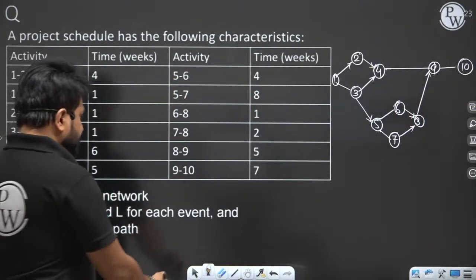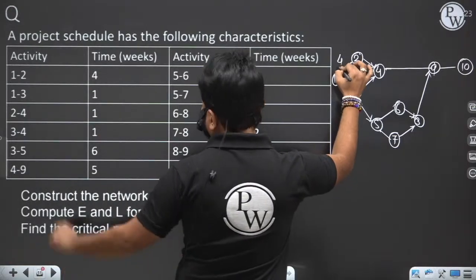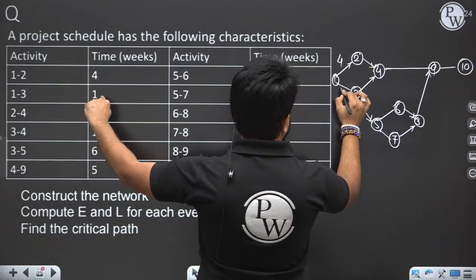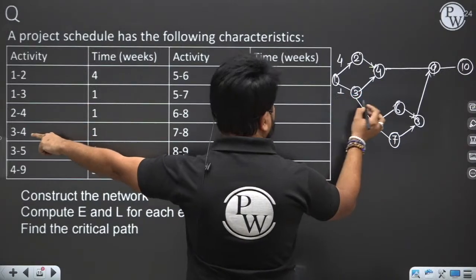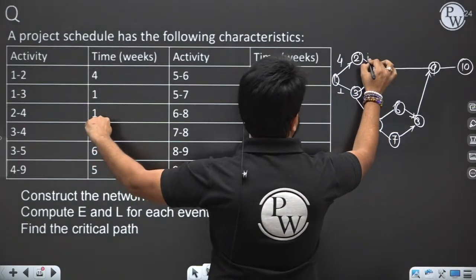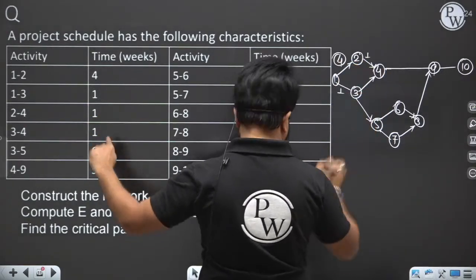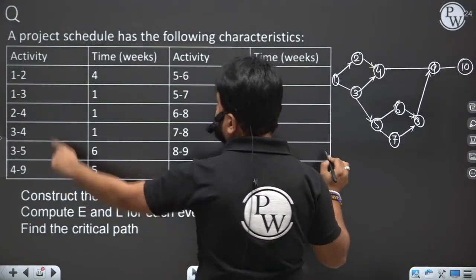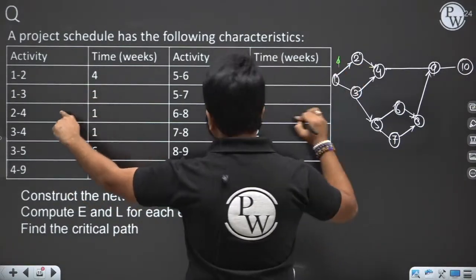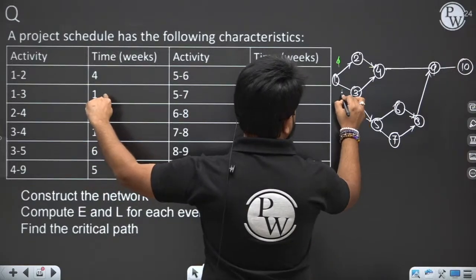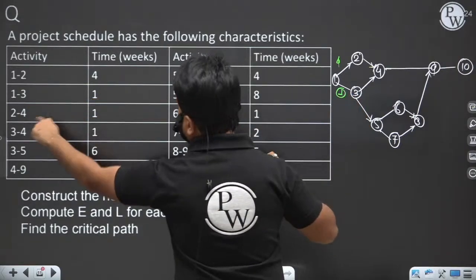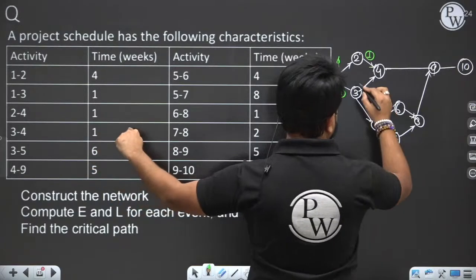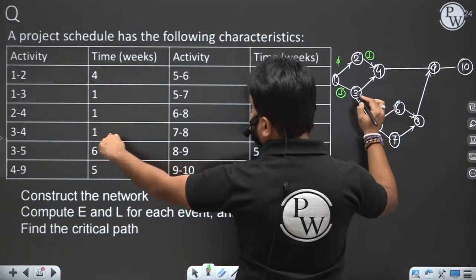So here the activity durations are what? 1 to 2 is 4. 1 to 3 is 1. 2 to 4 is 1. I will use a different color, otherwise they are going to mix. 1 to 2, that is 4, right? 1 to 3, that is 1, right? 2 to 4, that is 1, right? 3 to 4, that is what?